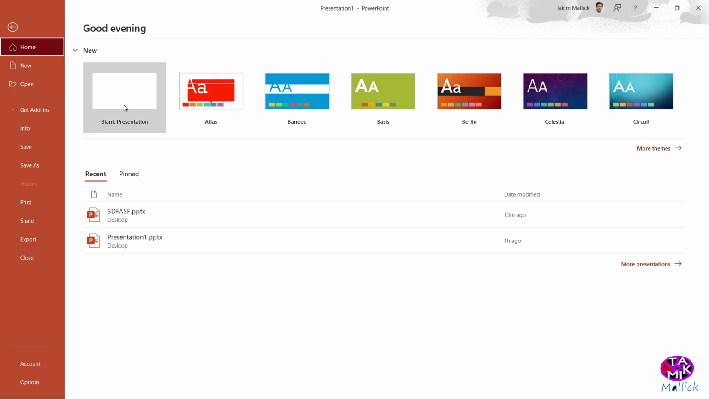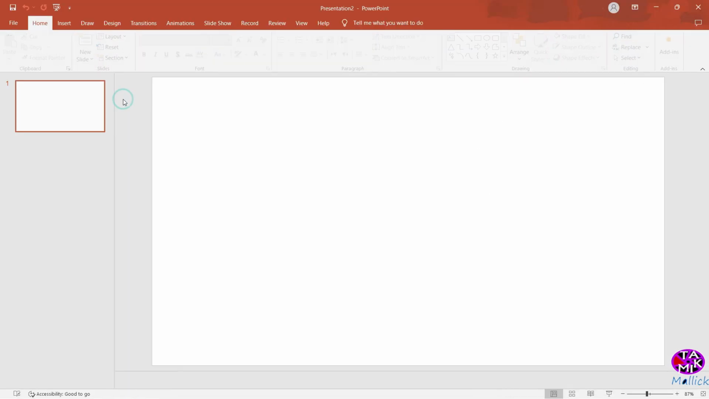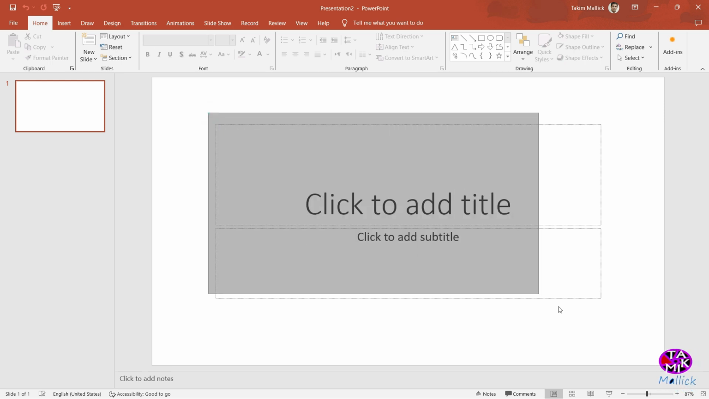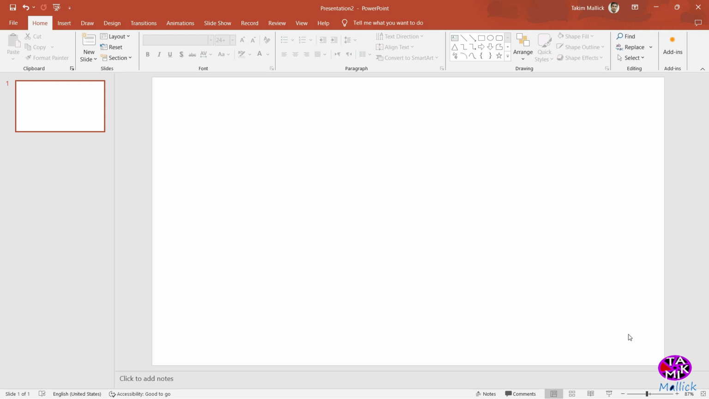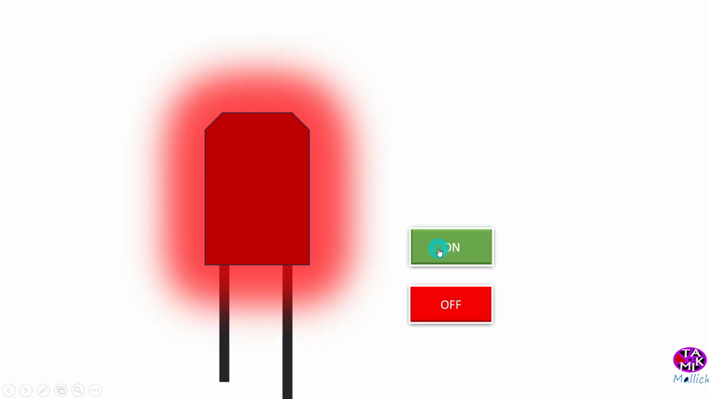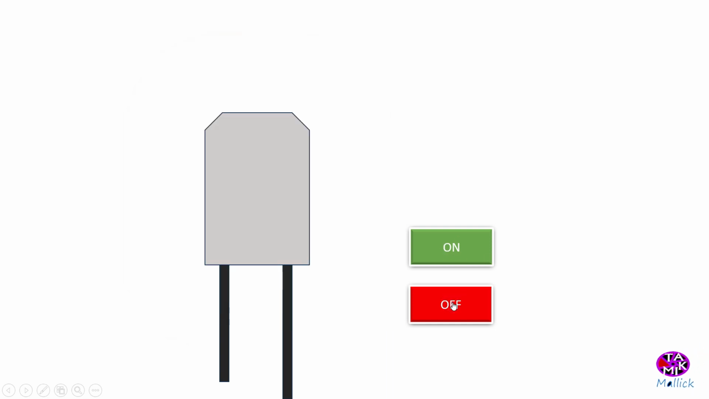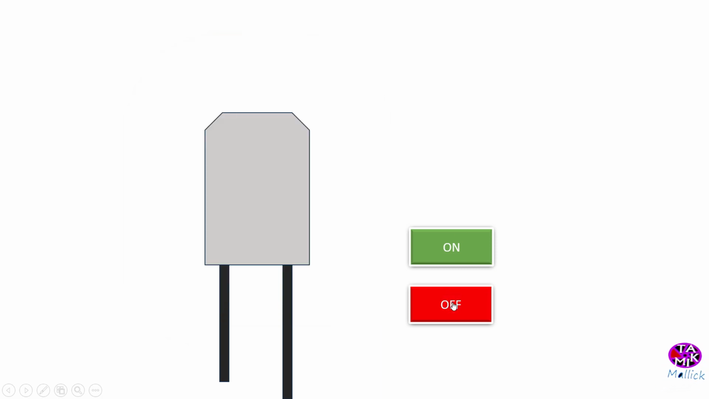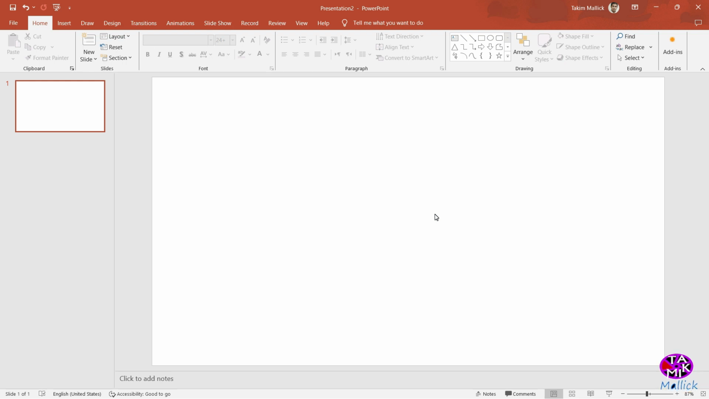Let's learn how we can make animation using MS PowerPoint. This is our PowerPoint. I'm taking a blank presentation and I don't need all of this, so I'm deleting it. Actually, I'm going to show you how we can make interactive animations through PowerPoint. For this, I'll show you how we can turn a LED on or off using two buttons. So let's get started.